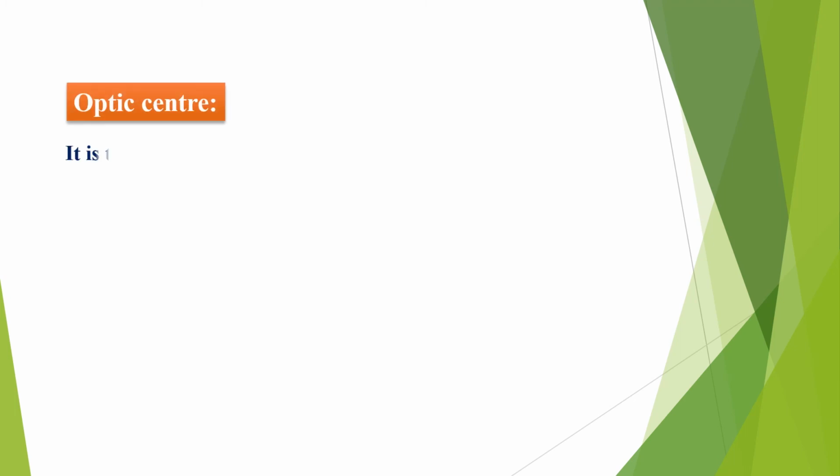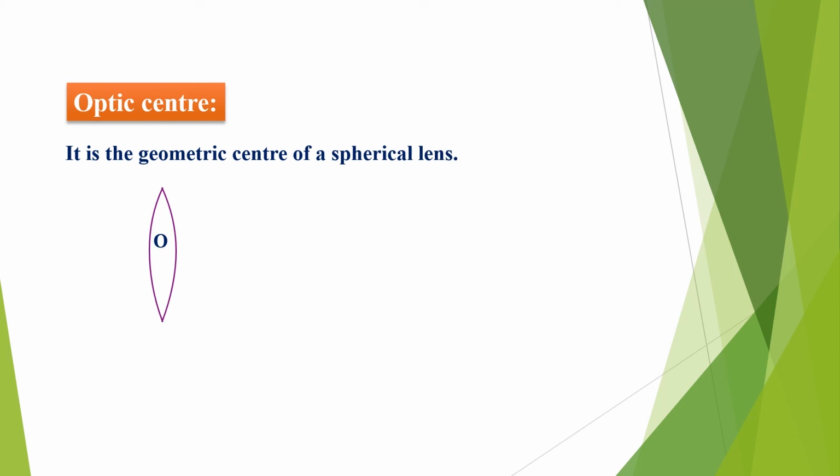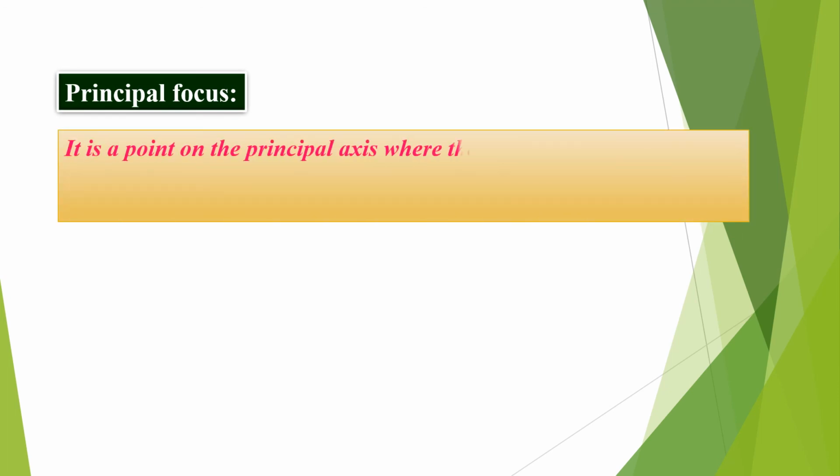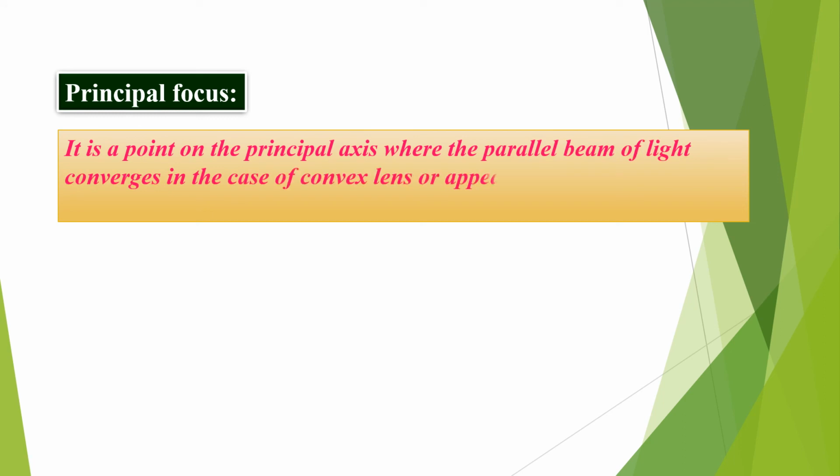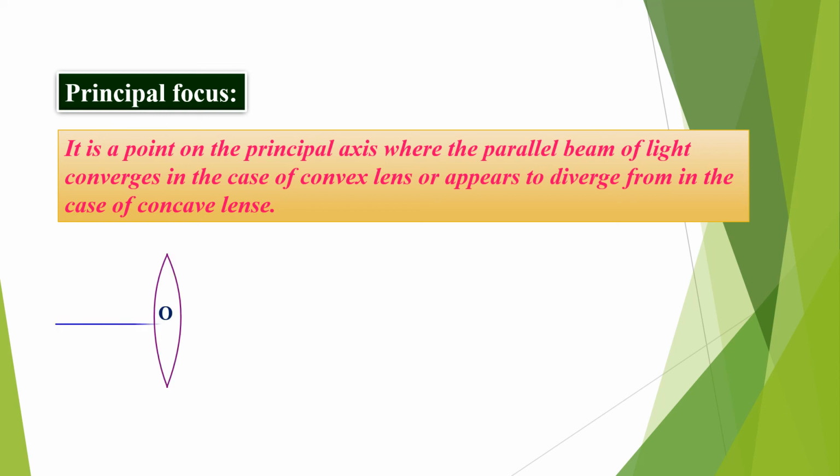Optic center. It is the geometrical center of the spherical lens, which is represented as O here, and through which the principal axis passes inside the lens. Principal focus. It is the point on the principal axis where the parallel beam of light converges in the case of a convex lens, or appears to diverge from in the case of a concave lens. This is a convex lens. The rays coming parallel to the principal axis, after refraction from the lens, actually converge at a point on the principal axis, which is known as a real focus.